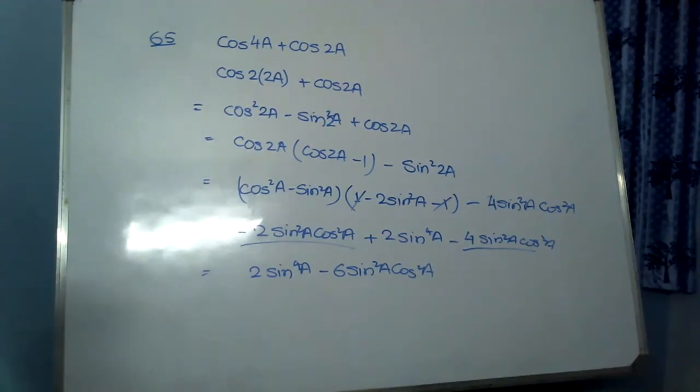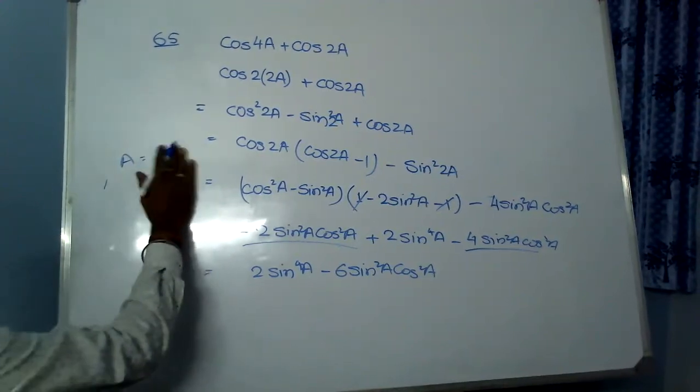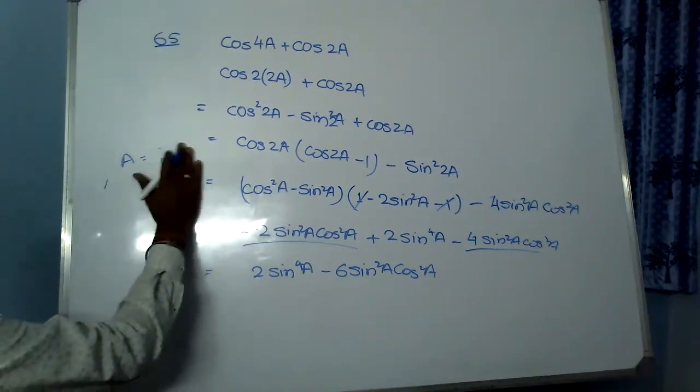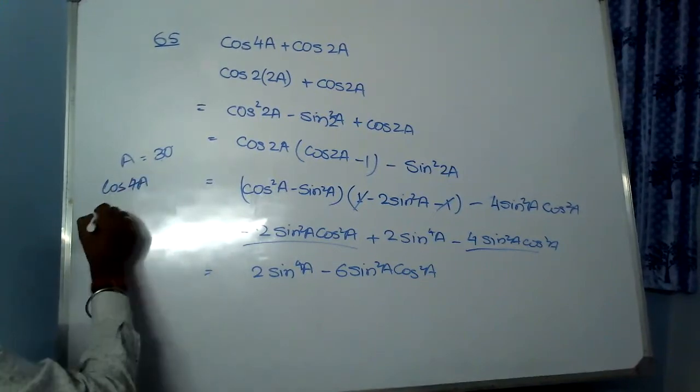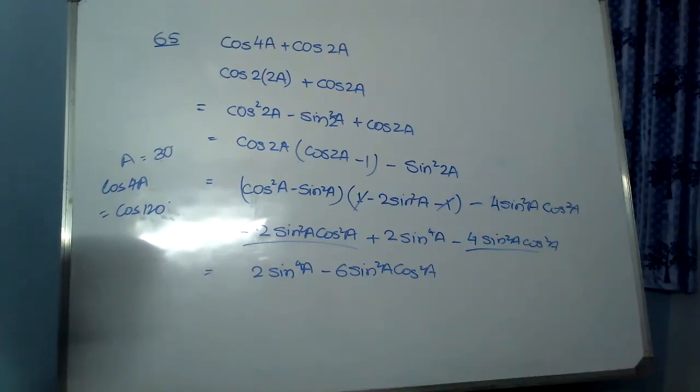So if I take a equal to say 30 degree, so cos 4a will be what? Cos 120 degree. How much is cos 120 degree? Let's take 15 degree, no, 15 will make you stuck at options. So you take a equal to 30 degree. So cos 4a will be cos 120. 180 minus theta is minus cos theta. So it will give you minus cos 60.